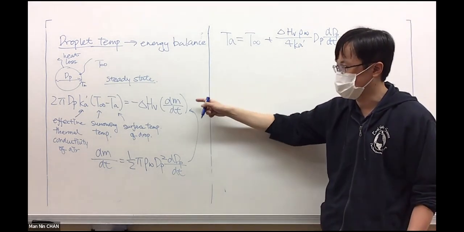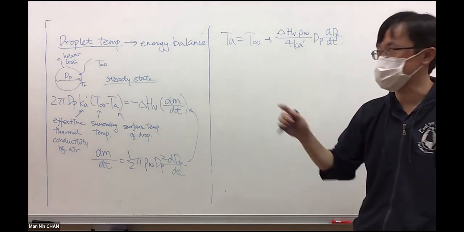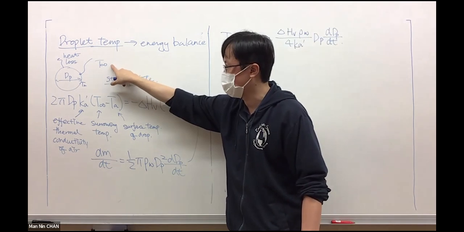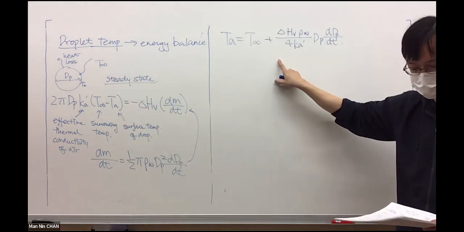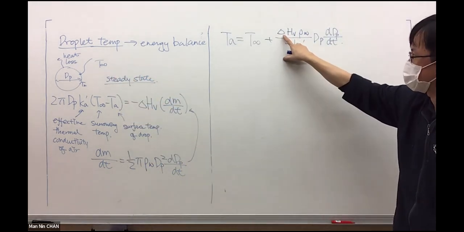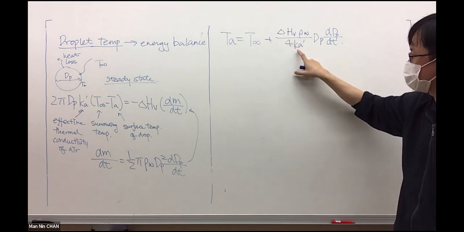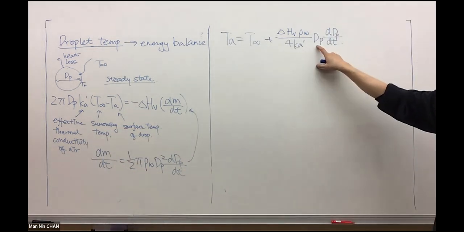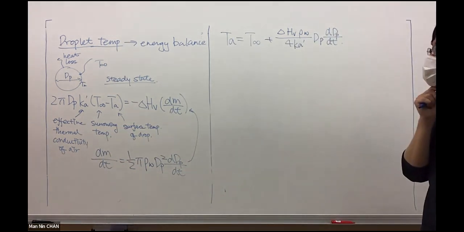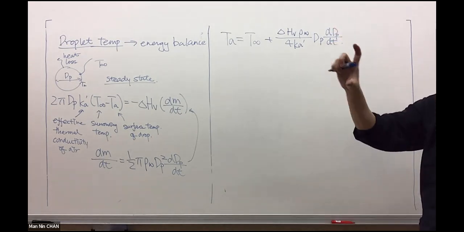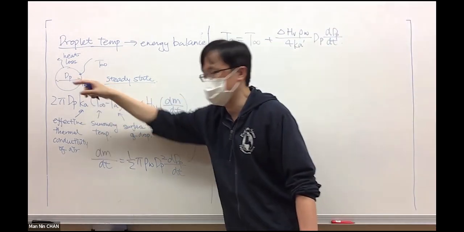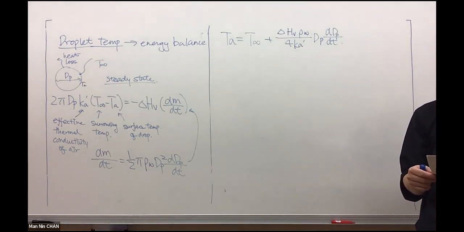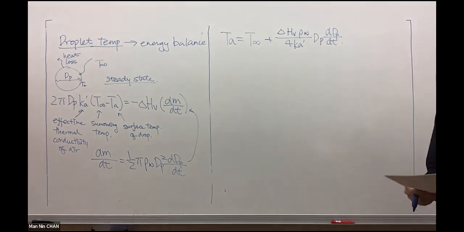So then I can just rearrange this equation, and I can find an expression for the TA to be equal to T infinity, which is just the temperature of the surrounding, and then plus this term. So this is the latent heat flux density of the water. This is the effective thermal conductivity of the air. This is your droplet size, dP, and then this is the rate of the diameter change, the droplet diameter change. So this is called the growth rate here.